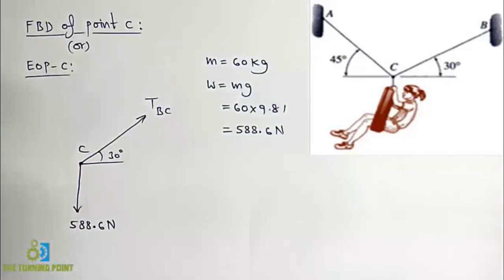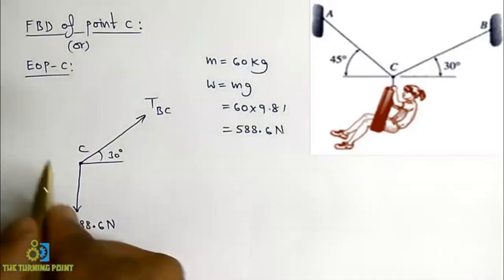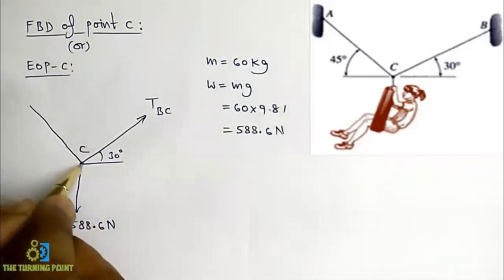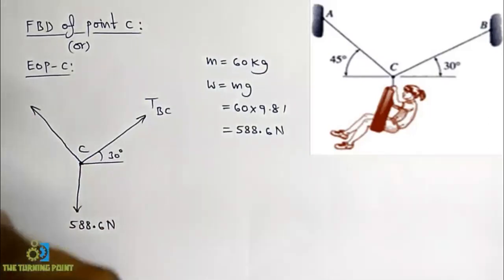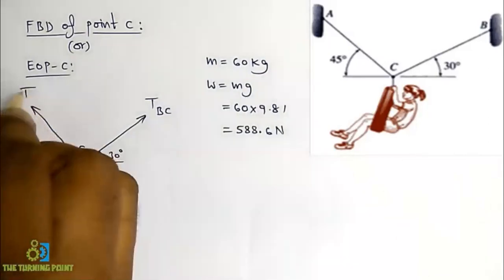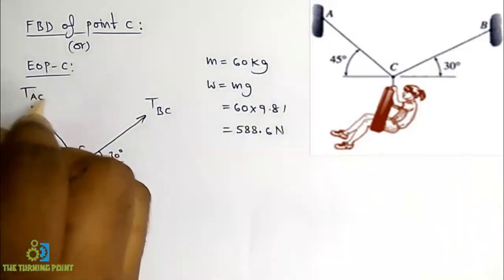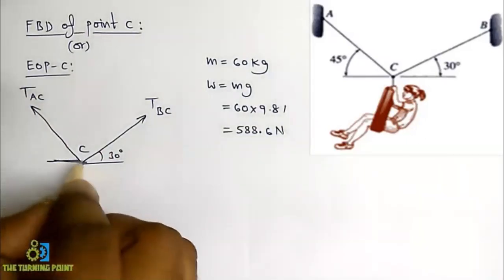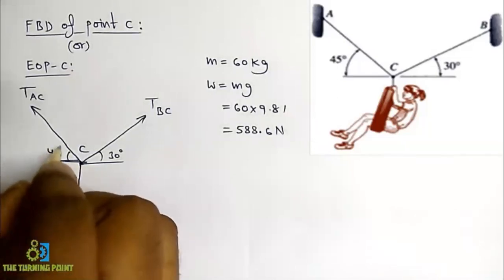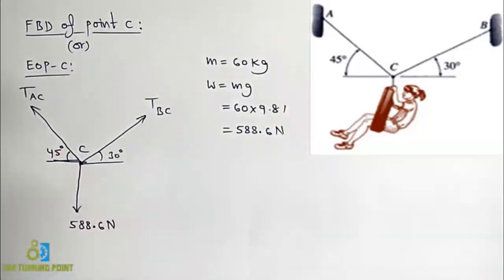And if you observe, C is having a connection with point A. So that is nothing but a string. So along the string there will be tensile force. That will be also away from the point. And you have to denote that force. So that is nothing but tension along AC, right? And it is given that it is making an inclination of 45 degrees with horizontal. So we have to denote that. So this is the free body diagram of point C or equilibrium of point C.